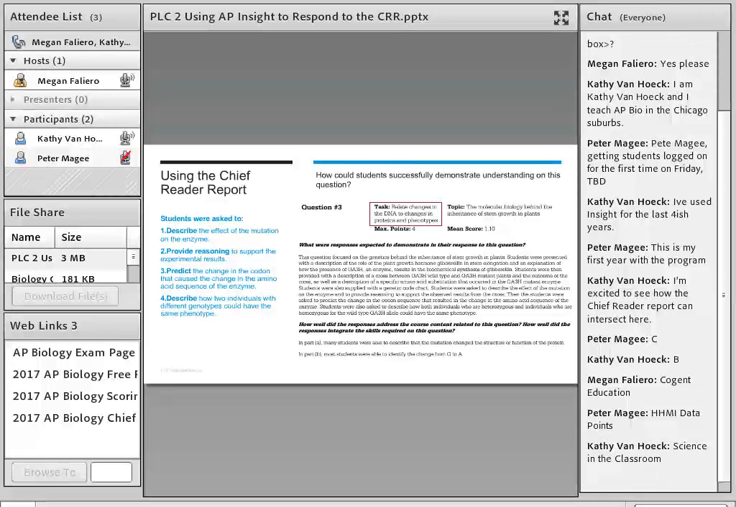In this case, in order to be successful in question number 3, how did the student do? I did not grade question number 3, but in going through the feedback at the end and looking through the Chief Reader Report, this was very, very difficult for students. You can see here, this was a 4-point question, and the mean was a 1.10. That's not good. So we've got some major misunderstandings here. In order to successfully demonstrate understanding in this question, the students had to relate changes in DNA to changes in proteins and then changes in phenotypes.